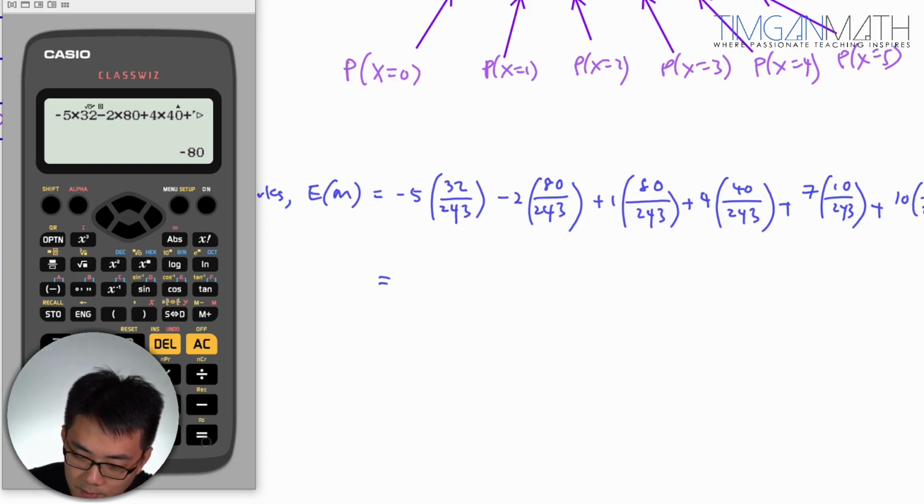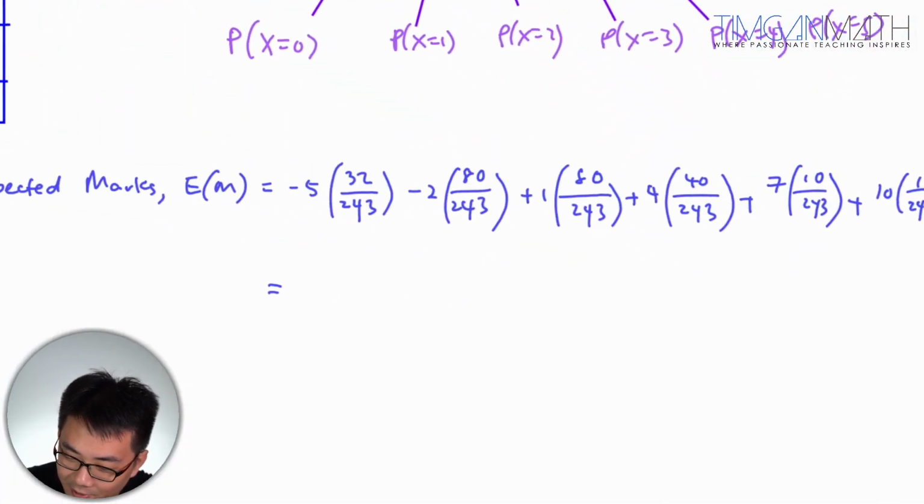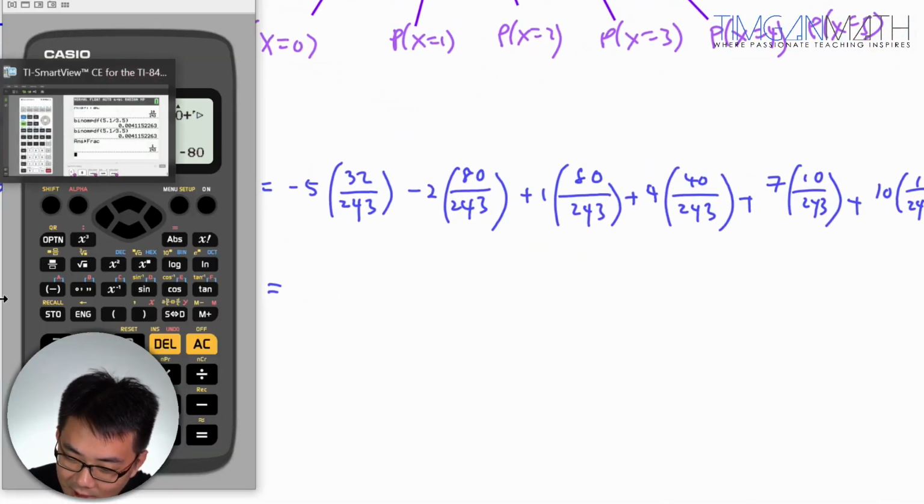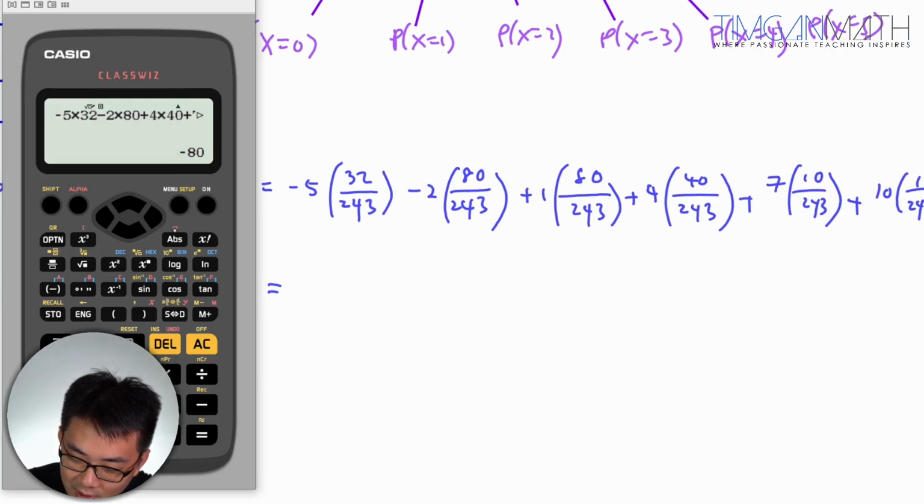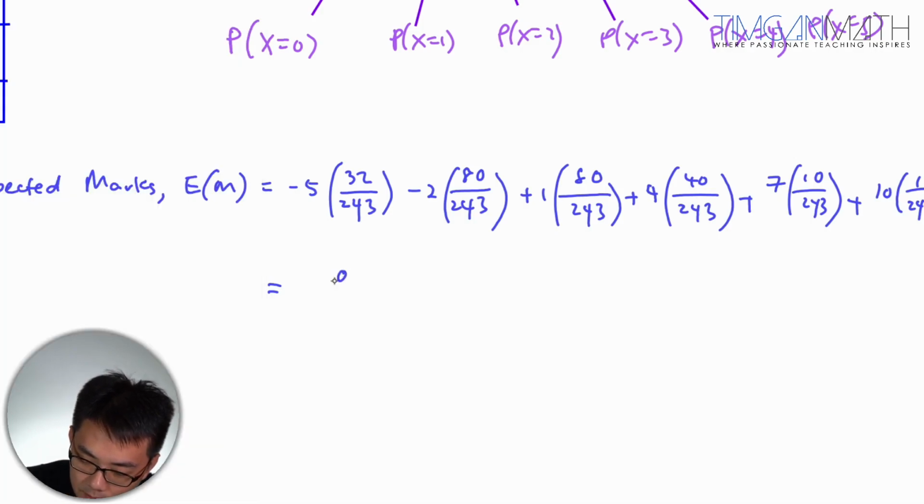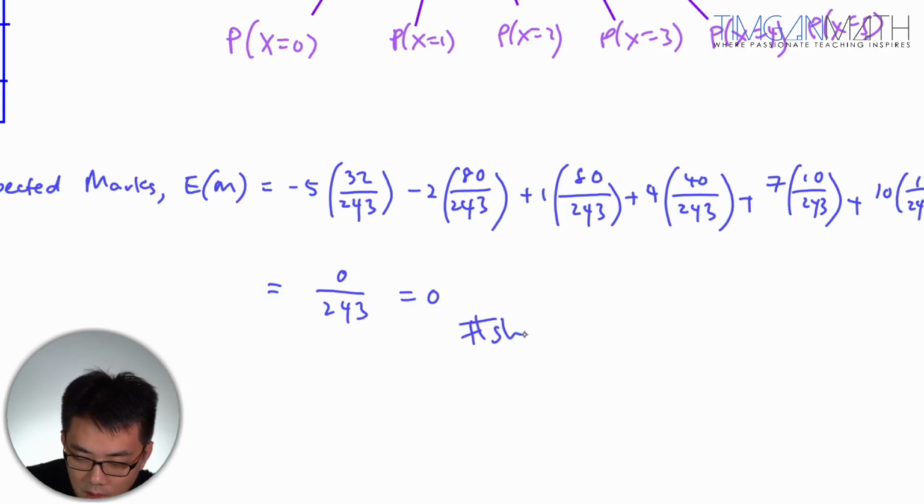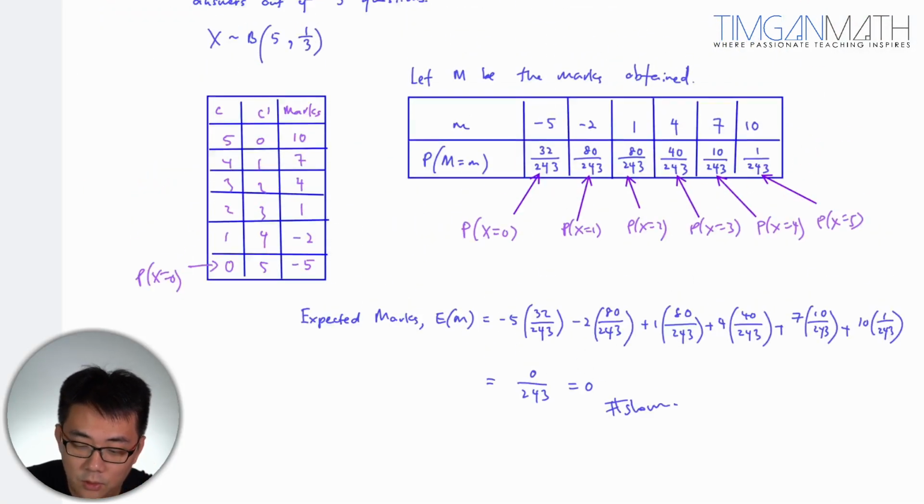Let's hope it's 0. Okay, something is wrong. What went wrong? Did I key wrongly? Times 32 plus 80. Okay. Oh yes, correct, 0. There you go. So I keyed wrongly just now. So just key in the numerator and it will do.